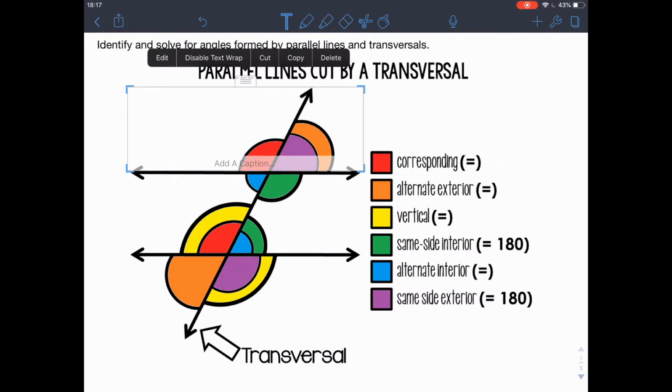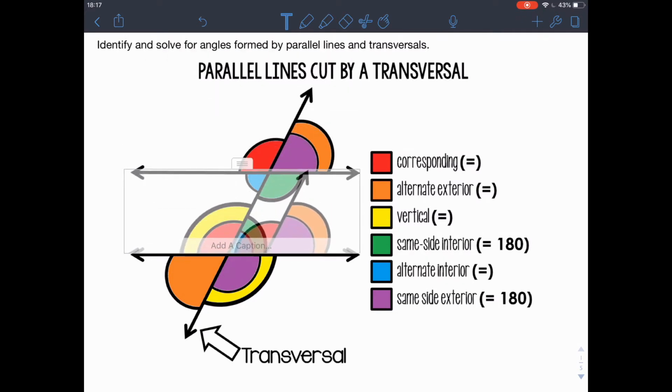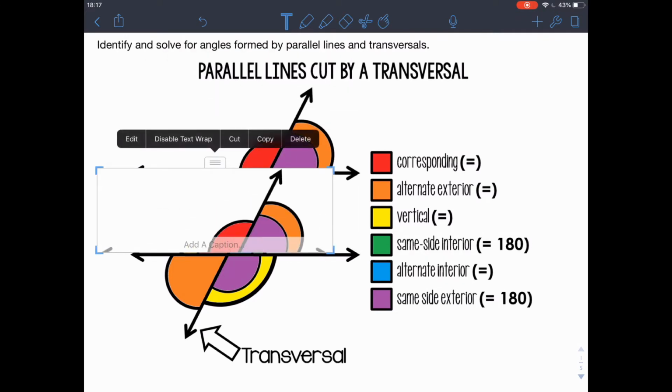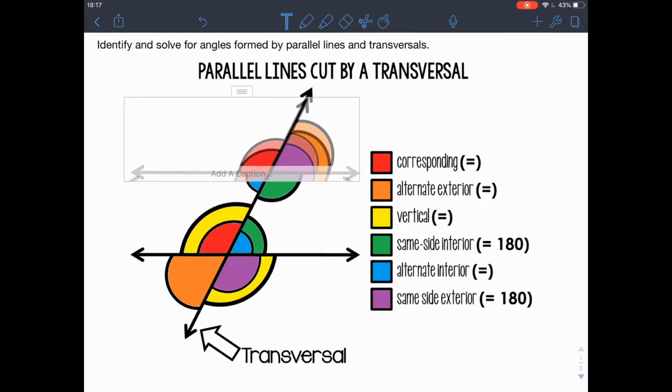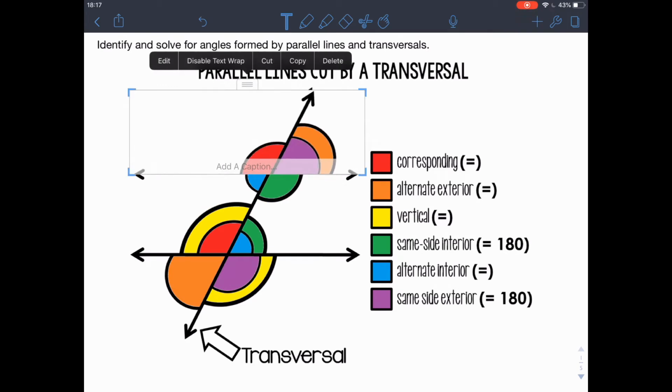We have alternate exterior angles, which, just like the name says, are alternating which side of the transversal they're on. So it switches from the right on the top to the left on the bottom in orange. And then it's exterior, so it's outside of our two parallel lines. If I thought about taking my paper and folding it so that my two parallel lines were on top of each other to form a single line, those alternate exterior angles actually would be in the same place as vertical angles. So they still have that same measure there.